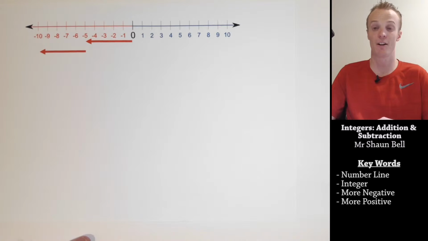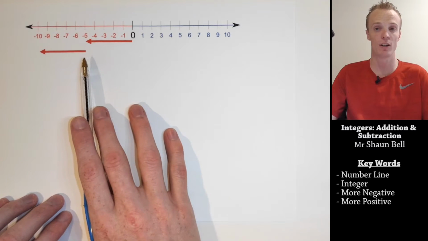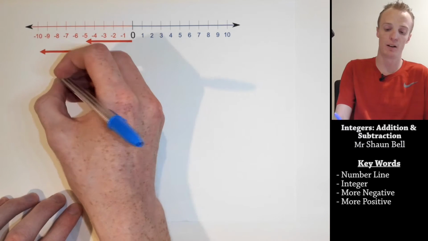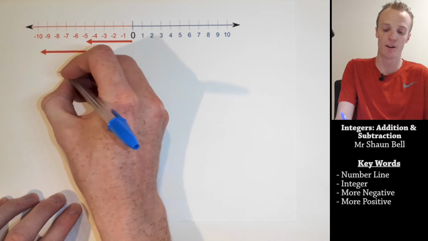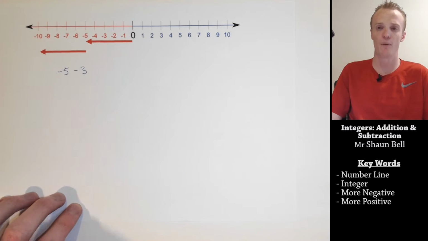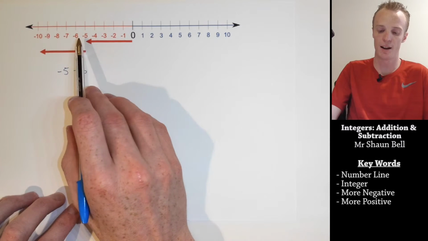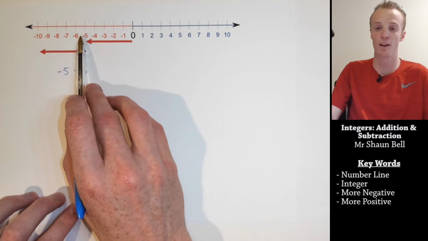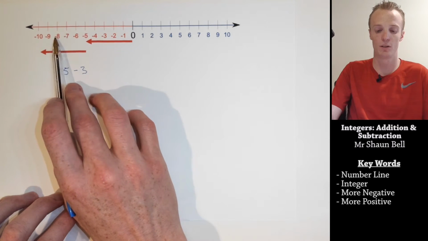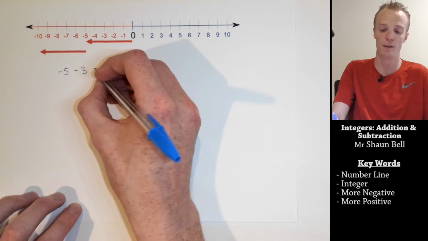Our third scenario had us starting with a negative integer and that value becoming more negative. One such problem could include starting at negative 5 and then subtracting 3. If we go to our number line, we start at that negative 5 and we go 3 in the negative direction. So it's 1, 2, 3, and our solution will be negative 8.